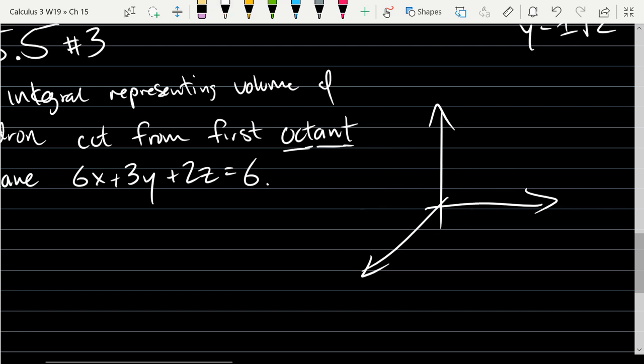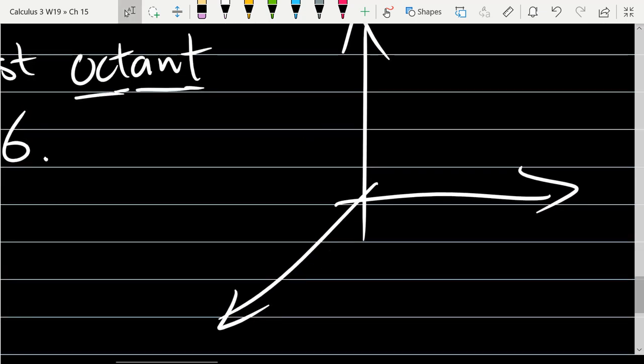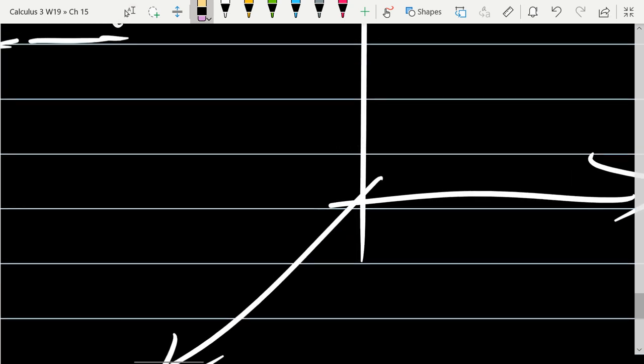Here's a good way to draw the first octant. Just draw your regular axes, but be very careful of where they intersect and delete all their negative parts.